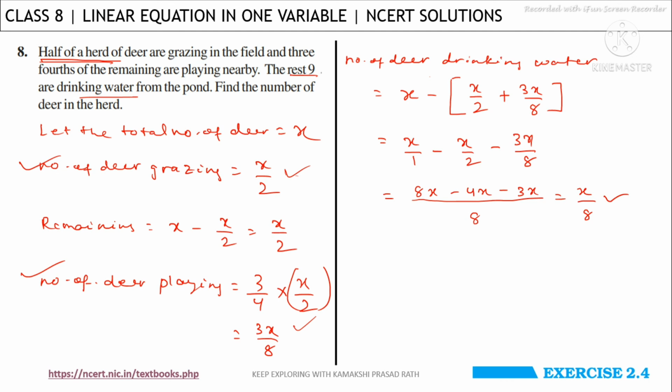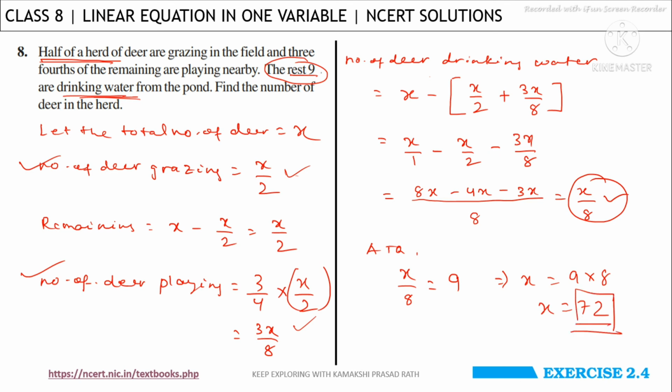But in our question we have seen that the rest 9 are drinking water. Hence, according to the question, the value that we have got for the number drinking water is x by 8. But in the question it is given 9. So x by 8 equals 9, which implies x equals 9 into 8, that is 72. So the number of deer in the herd is 72. This is the total number of deer we have.